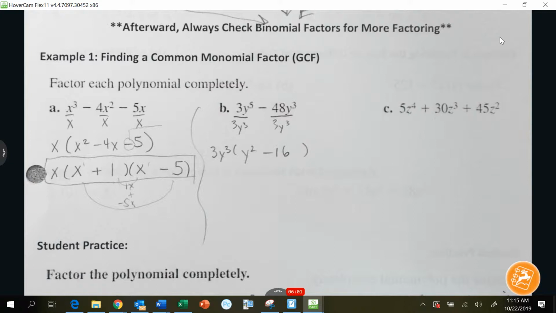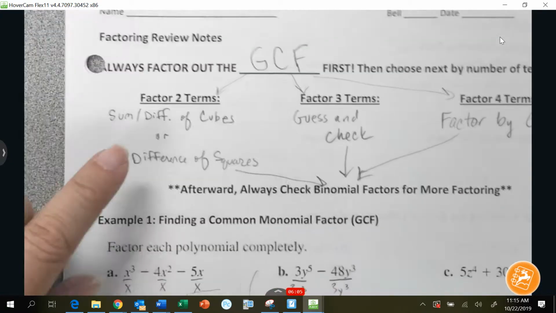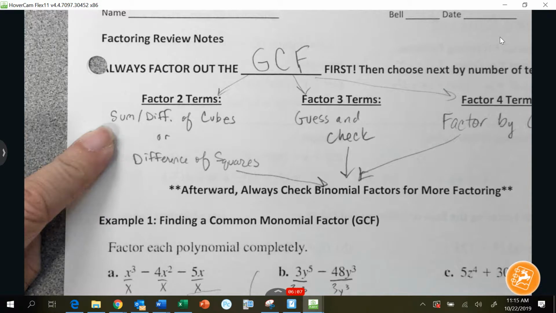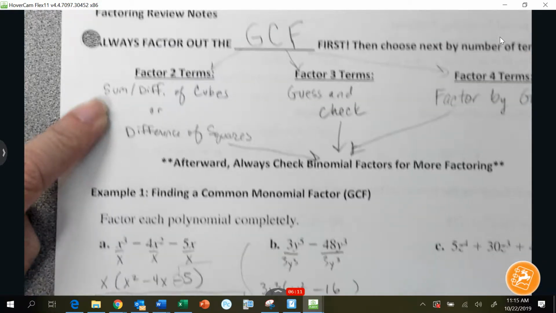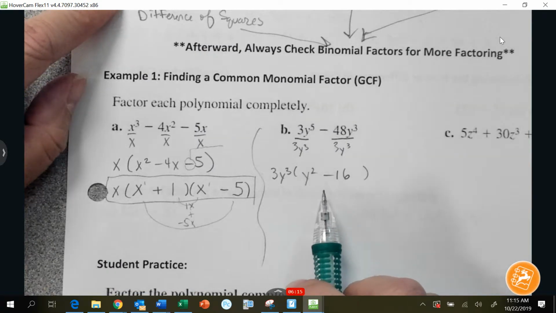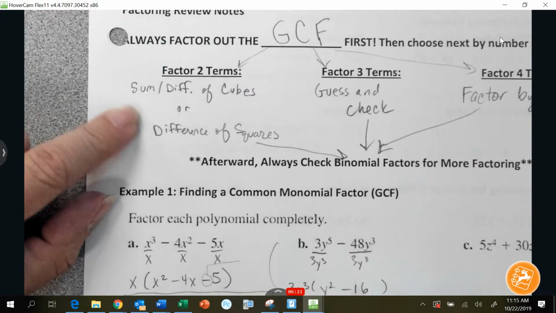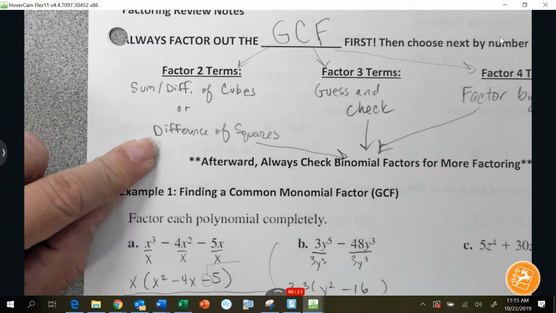Jacob, how many terms are left? 2 terms. So I go up here and I say, do we have a sum or a difference of cubes? Do I have cubes? Why not? Because that's not a cube. Okay, so now we go, do we have a difference of squares?